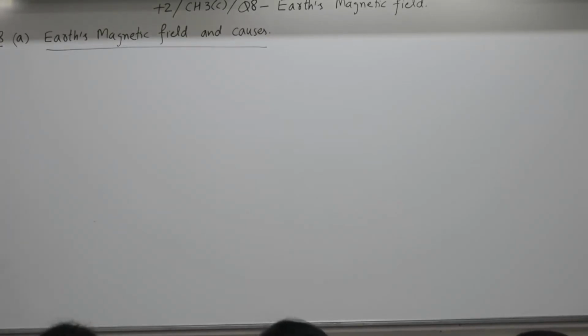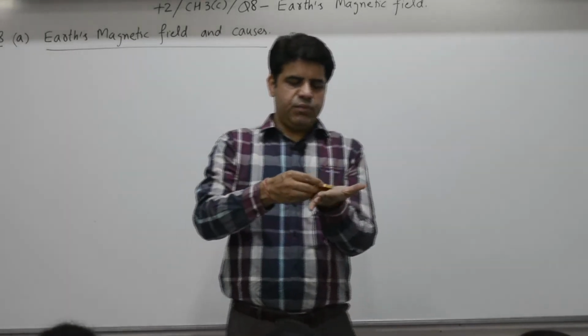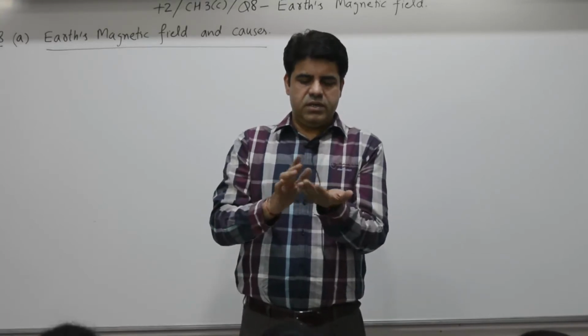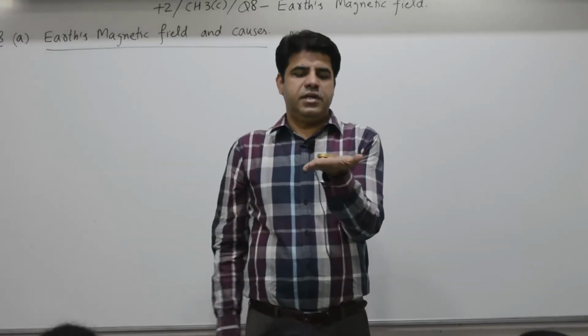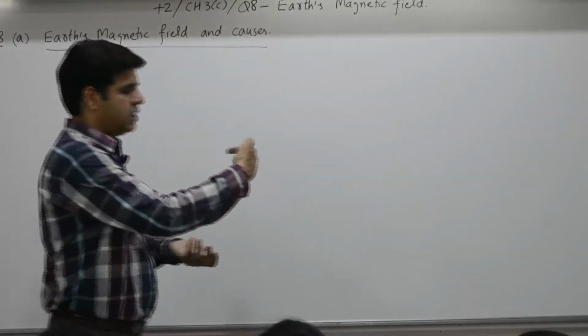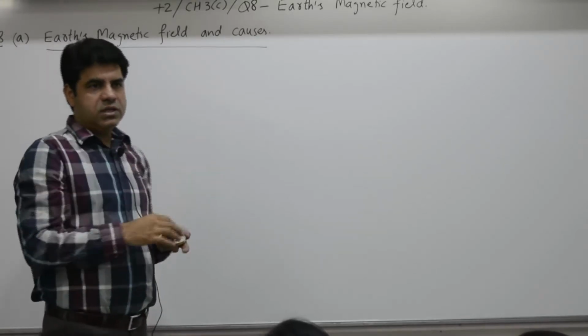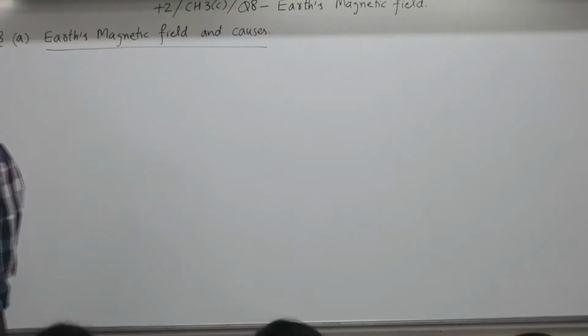of Earth. You would take a magnetic needle and you place it, it orients itself in a particular direction. It is pointing towards north, slightly bent, but I can say it is this one. So there is a magnetic field due to Earth. First part.